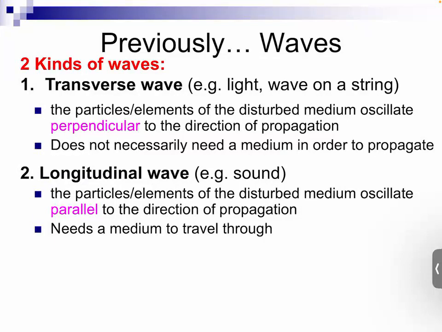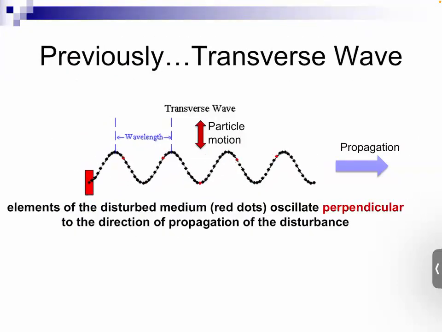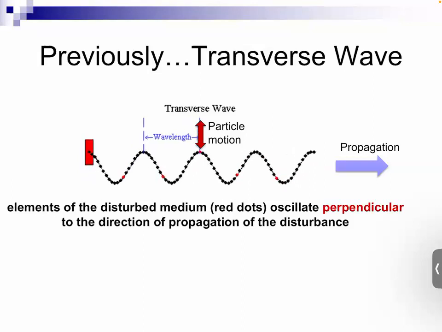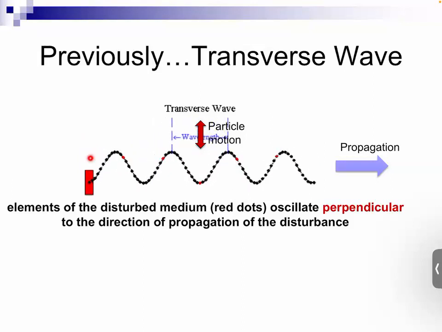Well, last time you learned about the two kinds of waves. Waves can be classified as transverse or longitudinal waves. Sound is an example of a longitudinal wave. And then next week, or even in lecture 3 this week, we will look at light as an example of a transverse wave.